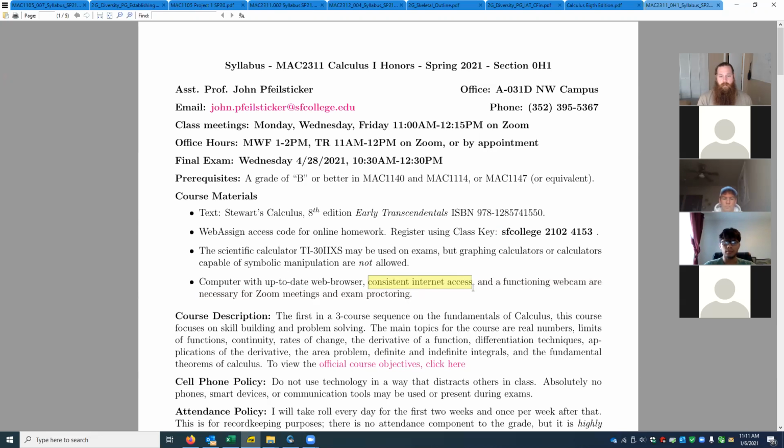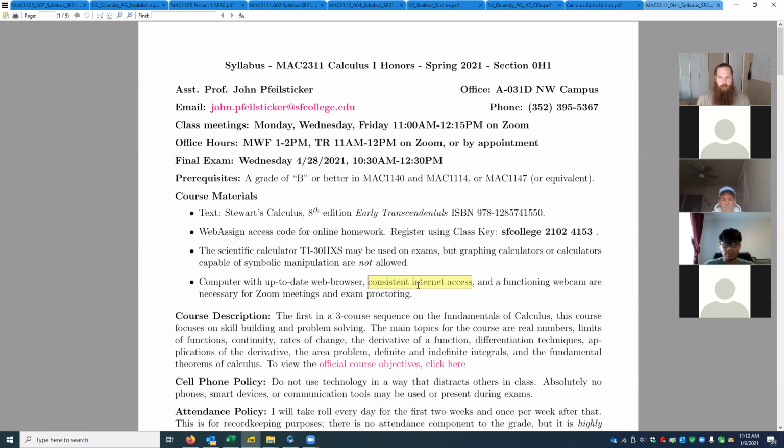Another thing you'll need is consistent, reliable internet access. I've lived in a bunch of apartments here in Gainesville. I understand that some of them have not super reliable internet. If you know that the internet at your apartment goes out from time to time for an hour or two, I strongly recommend coming up with an alternate plan. So have somewhere else in mind that you know you could rush to take a test or whatever if your internet were to go down.